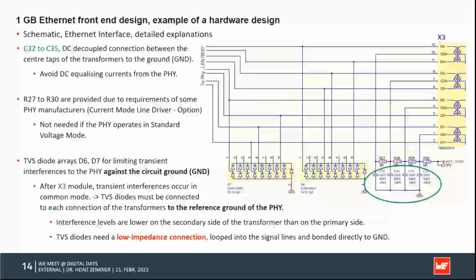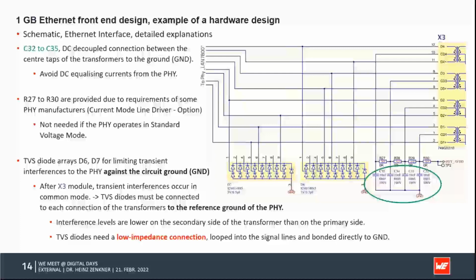In case the controller works as a current mode line driver, then you may need to populate or assemble the 0 ohm resistors and put them to the voltage supply of the PHY. Then the whole thing works in a current mode, and we don't have this deviation of the DC voltage or DC current offset of the channels. So there you eventually have to look into the specification of the dedicated controller or PHY you use.